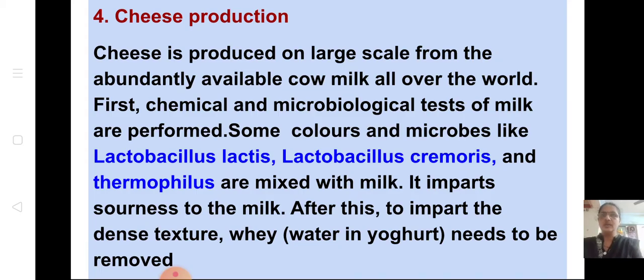See, cheese is produced on a large scale from the abundantly available cow's milk all over the world. First, chemical and microbiological tests of milk are performed.